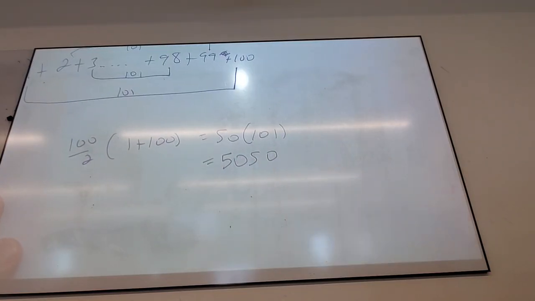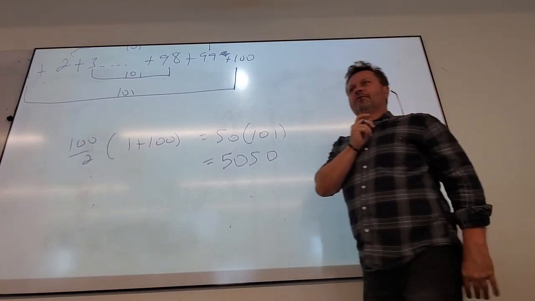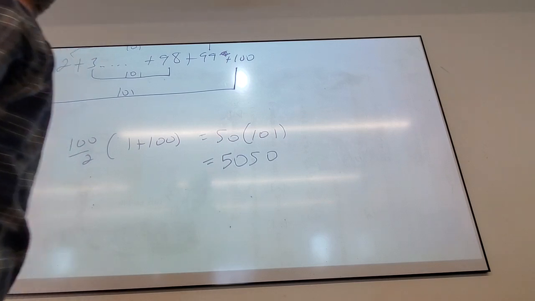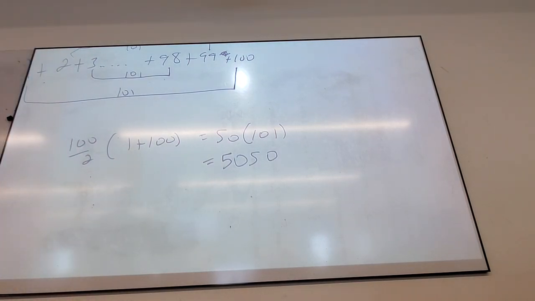5,050, which is insane. It's insane. 5 times 101 is 505, and then you put a 0 at the end, yes? 7 seconds. You with me?